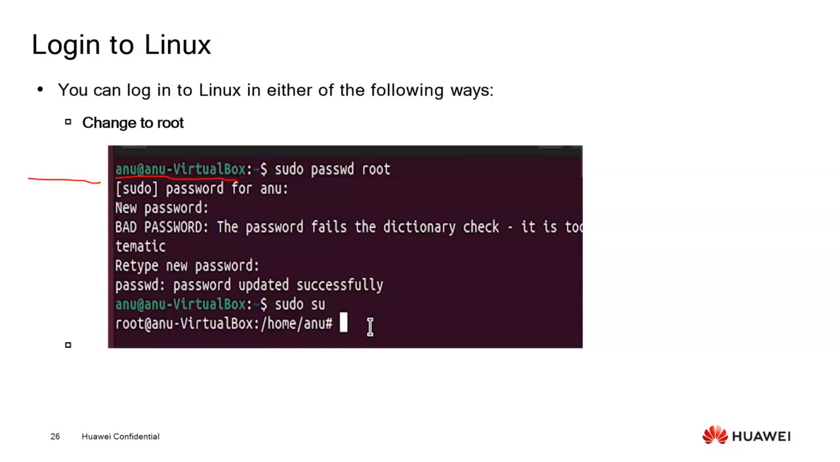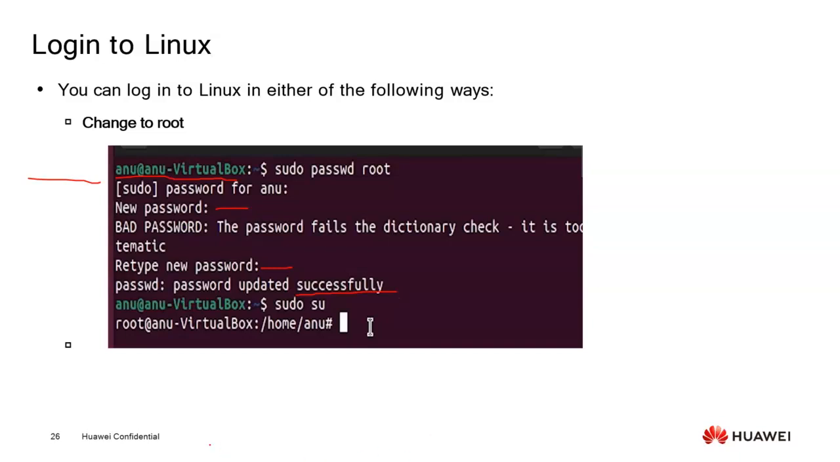Now you need to change from a common user to a super user or the root. To do this, you simply need to say sudo passwd root. Then it will ask you to change your password, so you need to put a new password and repeat the new password again. After you do this, it will tell you that the password has been updated successfully.